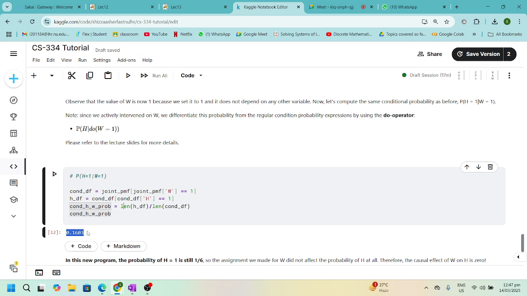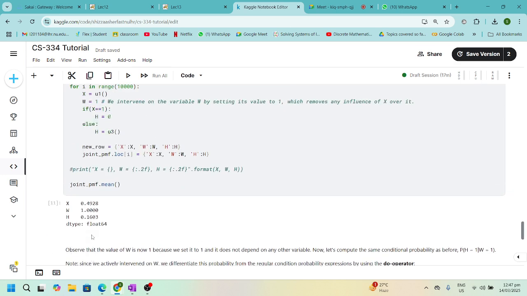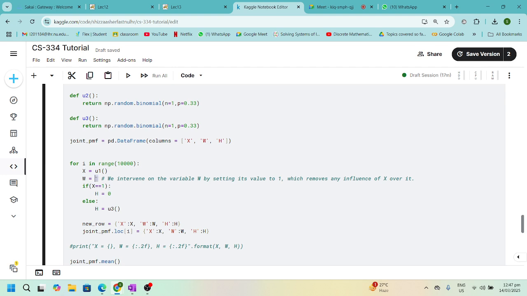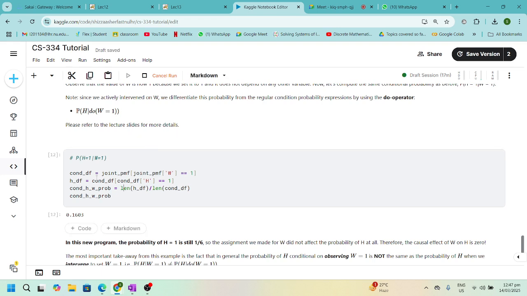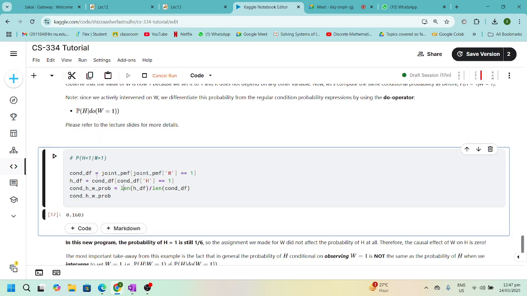Now the result that I obtain is 0.1603, which is again approximately 1 over 6. So this is how you have intervened and found the probability of H equals 1 again. Similarly, I can intervene over here, set this value to 0, and then see how that impacts the probability that I will find.